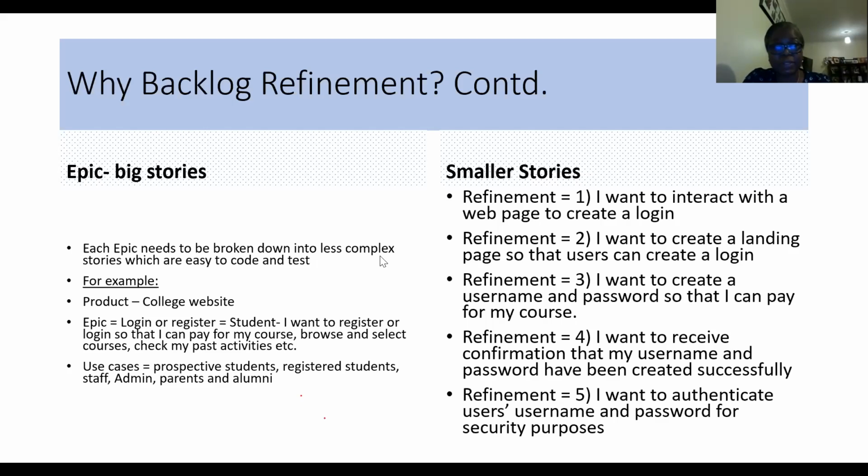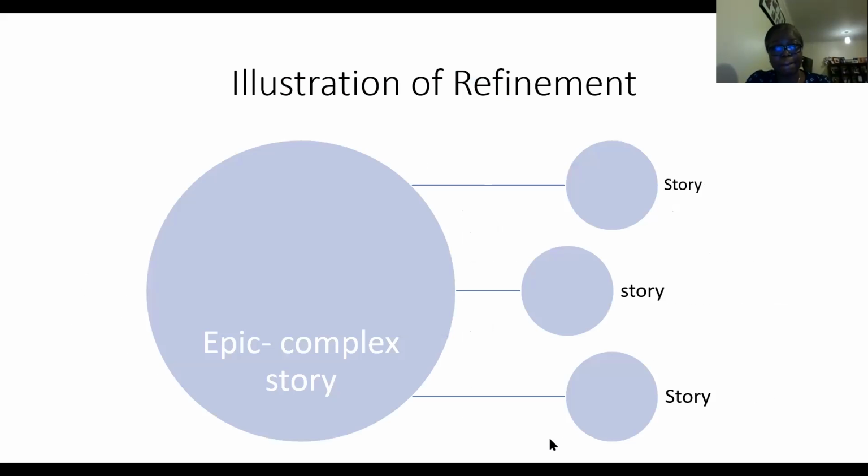Next slide, please. So this is an illustration. I've said everything that I need to say. I've just created a picture that says an epic is a complex story, is big, and then there are smaller stories that you can get. And that's the aim of a refinement or a grooming session. So you want to create smaller stories.